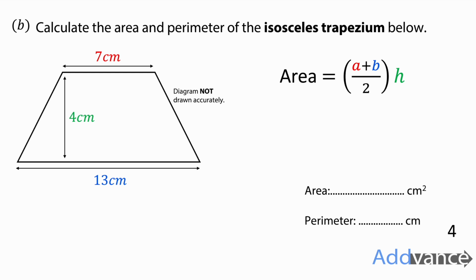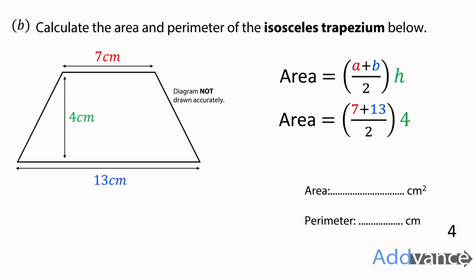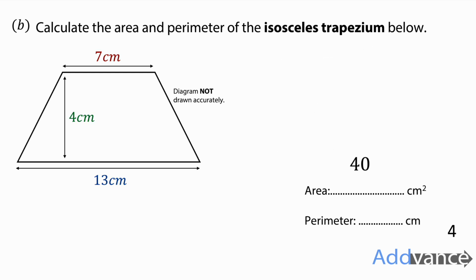7 plus 13 divided by 2 times 4. We get 20 divided by 2 times 4. That is 10 times 4, which is 40. 40 centimeters squared. So we just use the equation for the area of a trapezium to work that out.